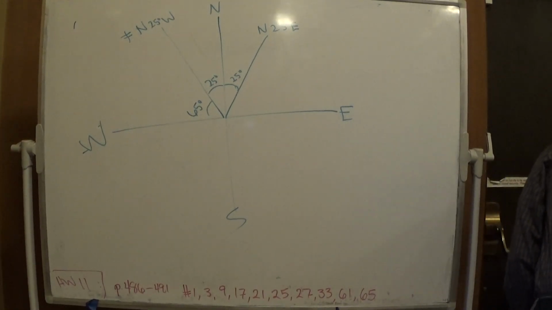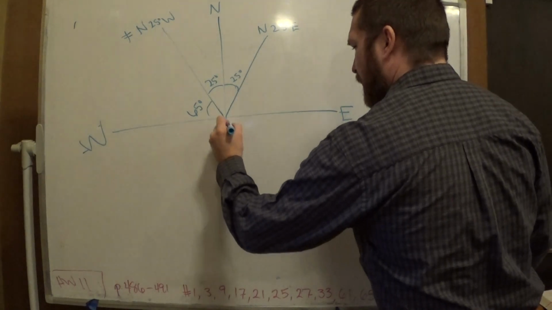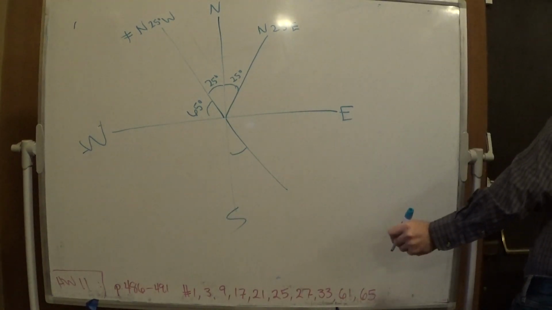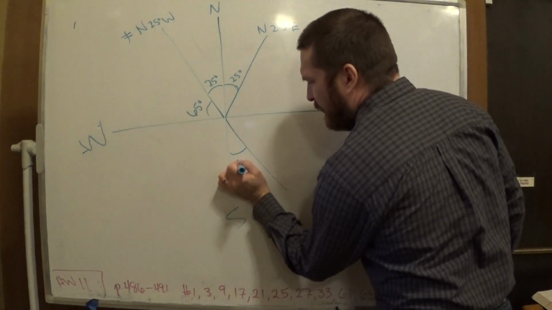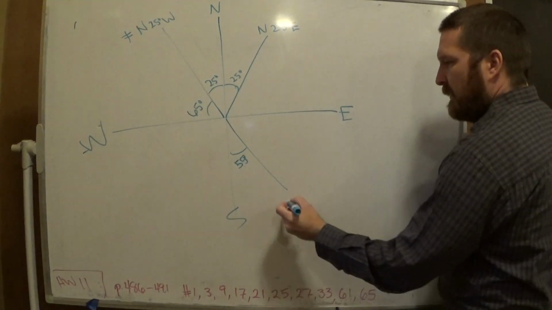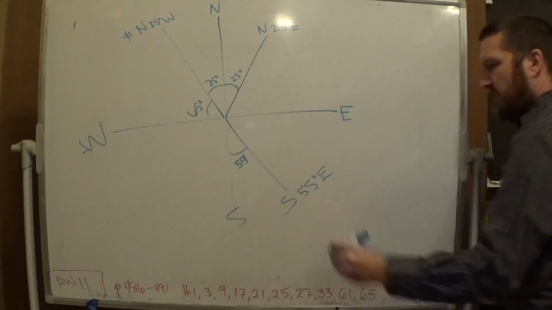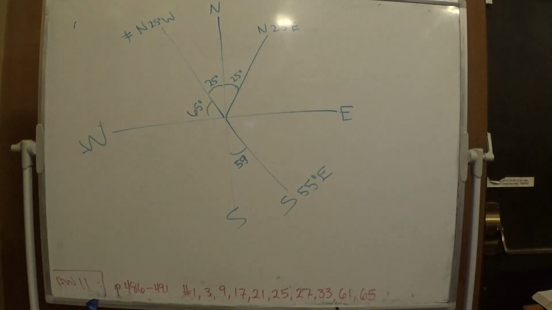So I'm going to give you one. Therefore, what would this one be? If that angle right there is 55 degrees. South 55 east. South 55 degrees east. Is that right? Yes, that's right.